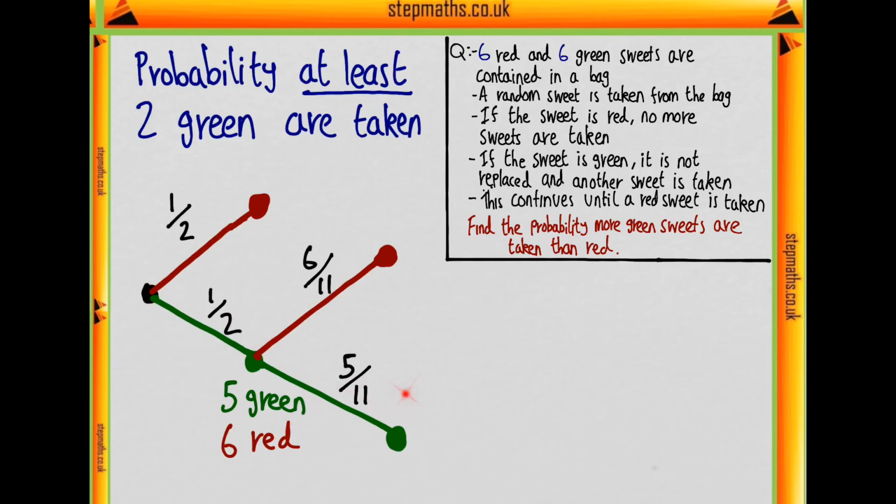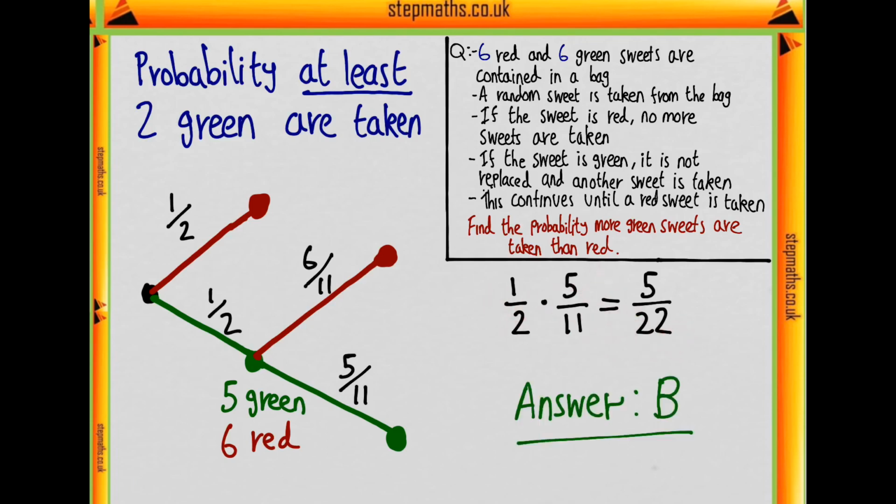So we've got our table here, and we will work out the probability of getting to here. So that's this, the probability of taking the first green sweet and then the second green sweet, half times 5 over 11, which simplifies to this, 5 over 22, just by times the numerators together, denominators together. And that's good news, because that's B in a multiple choice, so our answer is B.